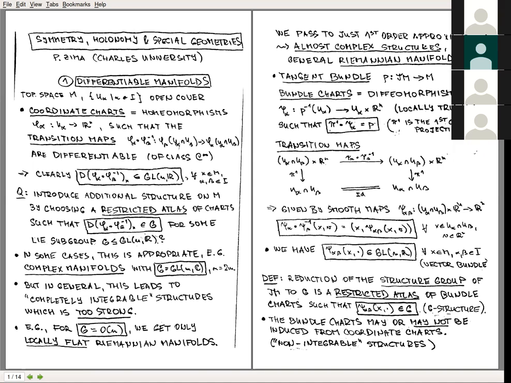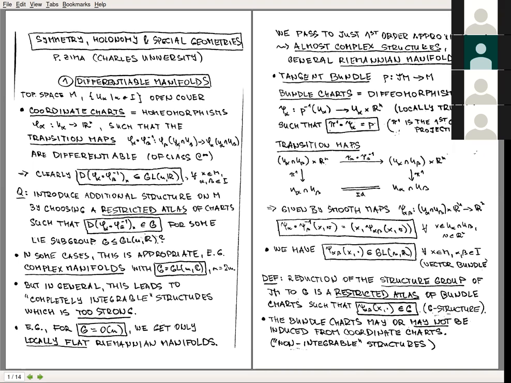I will first recall some basic notions from differential geometry for those who are not familiar. And then I will proceed to the main topics of symmetries, holonomy, and special geometries, in particular special Riemannian geometries. I will try to go faster with this basic stuff, and if someone's not familiar, don't hesitate to stop me and ask questions.